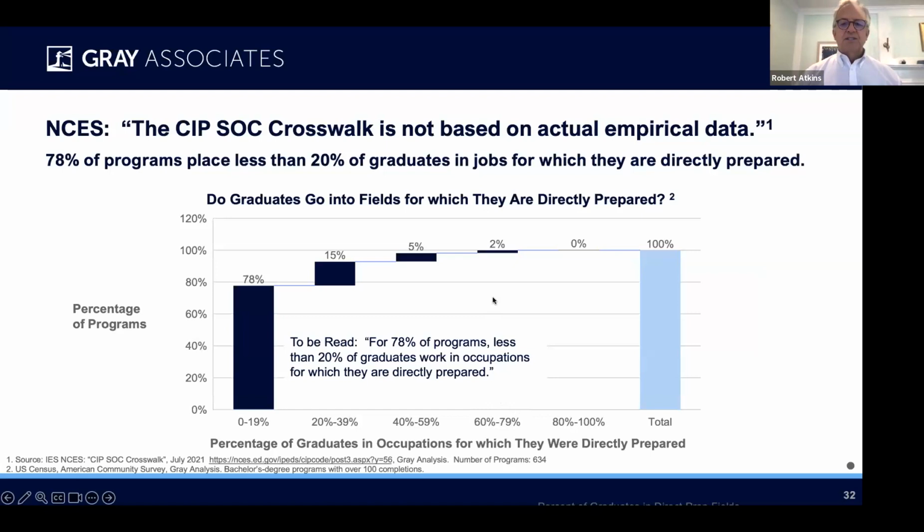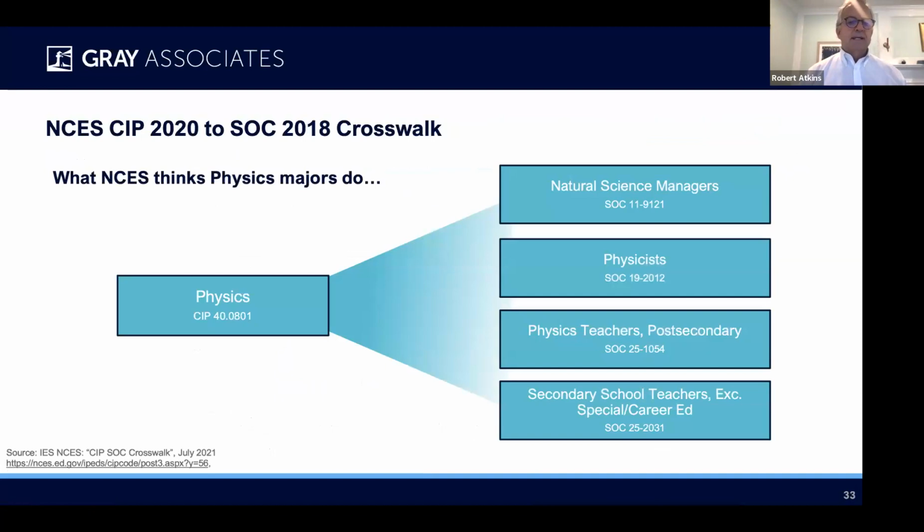But you'll notice that's only 2% of our overall sample of programs, which had some 634 programs in it. So very, very few programs have that high correlation between what people study and what people do. Most programs, in fact 78% of programs, have less than 20% of their graduates going on into fields for which they're directly prepared. So fundamentally, people are going to go off and try all sorts of things until they find their calling.